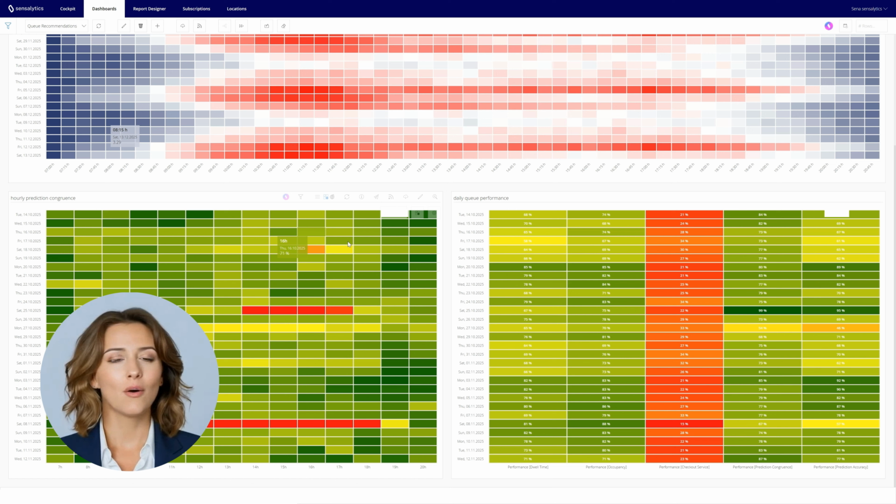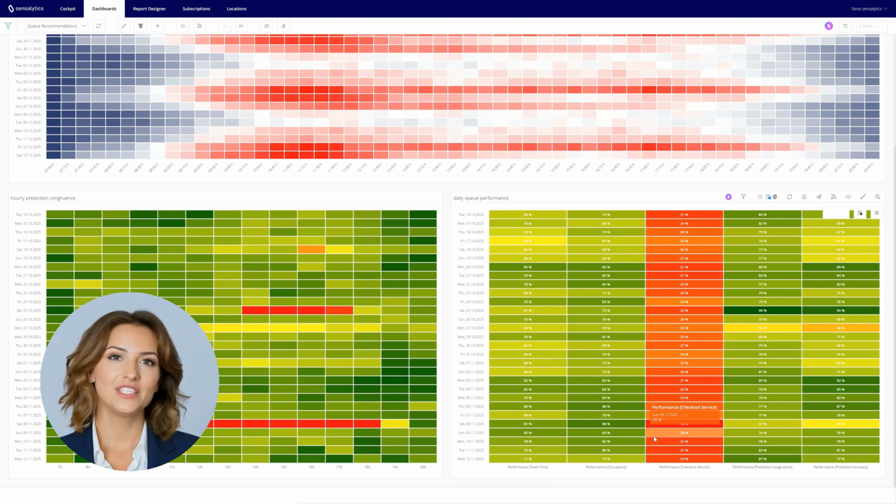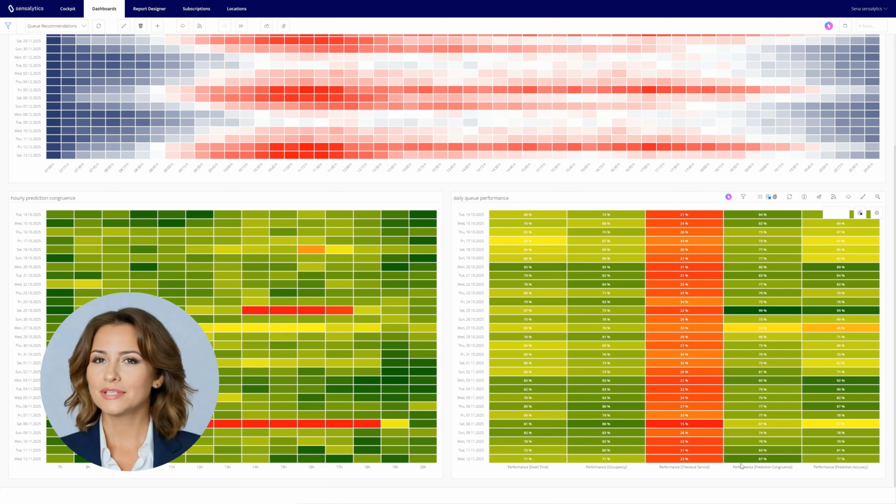Additionally, we provide the ultimate performance metric called prediction congruence, which shows you directly how efficient your staff in each branch is. But we are also very transparent about our own prediction system. The prediction accuracy shows you how often we recommended the most efficient number of required checkouts.